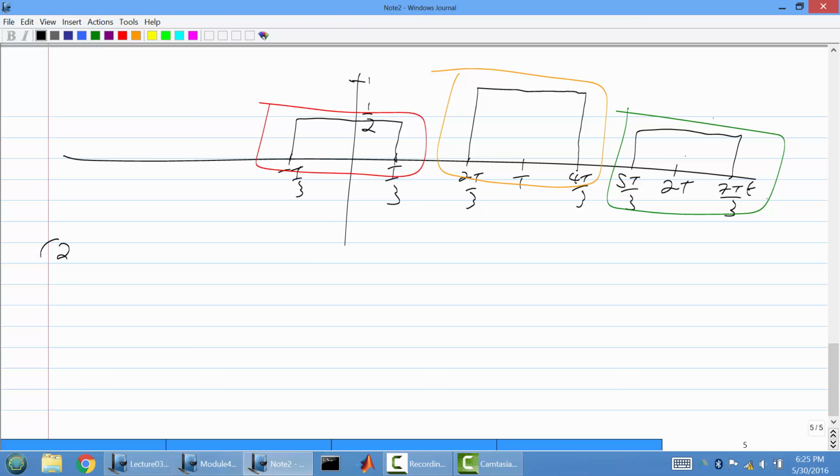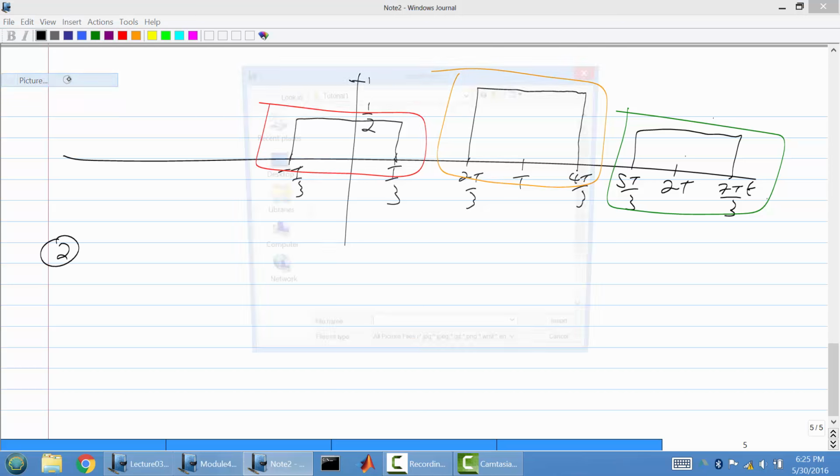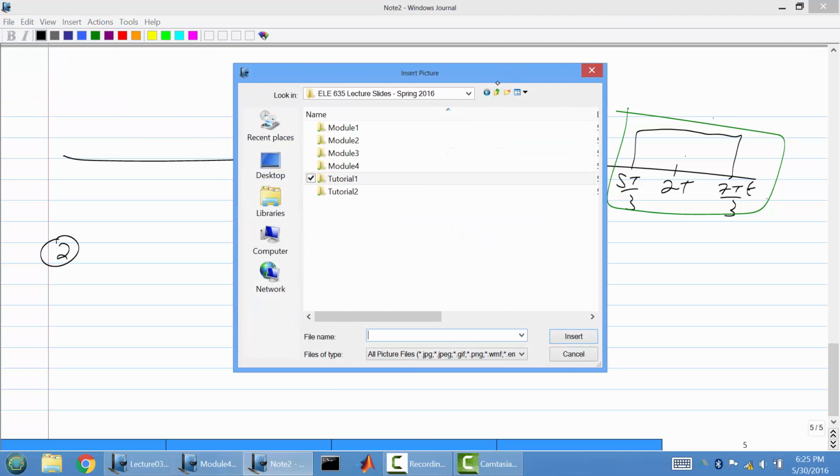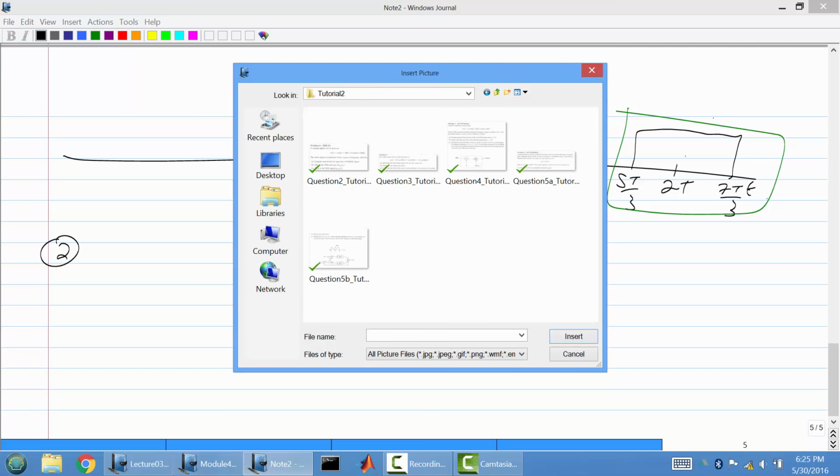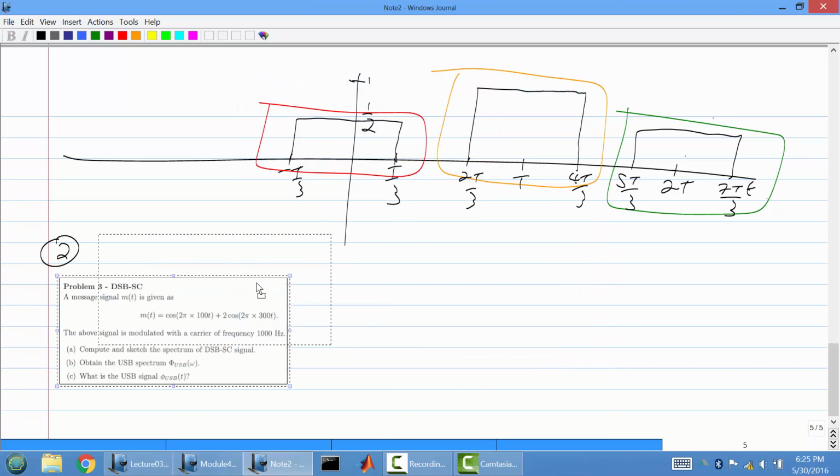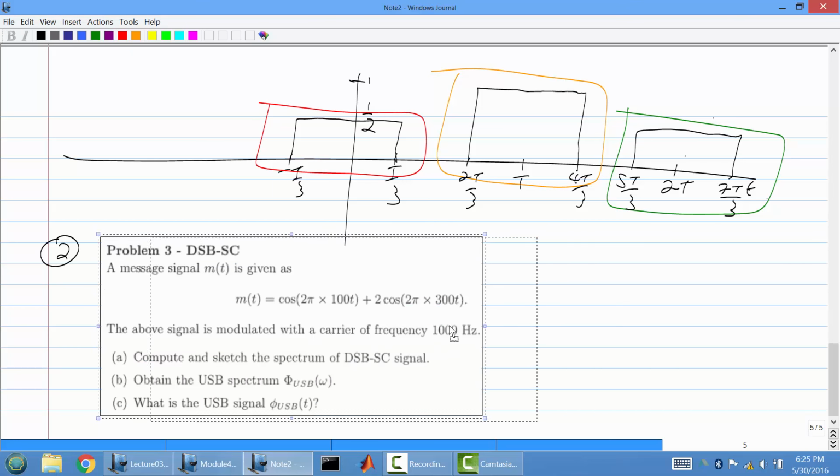Again, these will be posted online, so if you're frantically trying to write, it's okay. I'll post these online. So I'd like you to pay attention, but if you want to write something down, then by all means go ahead. I'm not going to stop you from doing that, but it would be nice. Okay, next question here.